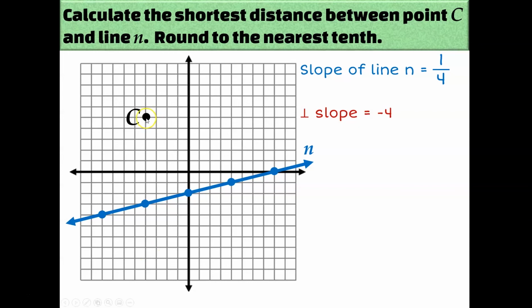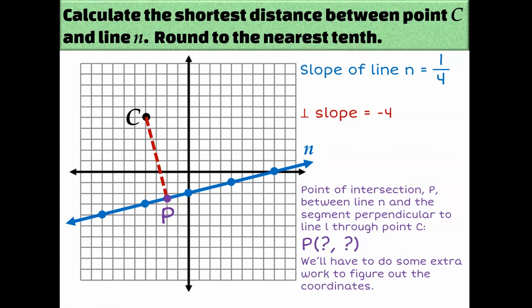So from C, I'll go down 1, 2, 3, 4, and right 1. Down 1, 2, 3, 4. Okay, well, I'm not really sure entirely where in this region it crosses. I just know it's around here somewhere. But somewhere isn't quite good enough, and estimating is not exact enough. I need to know exactly what that point of intersection is so that I can calculate the exact distance. Well, how am I going to do that? How do I know where point P is?